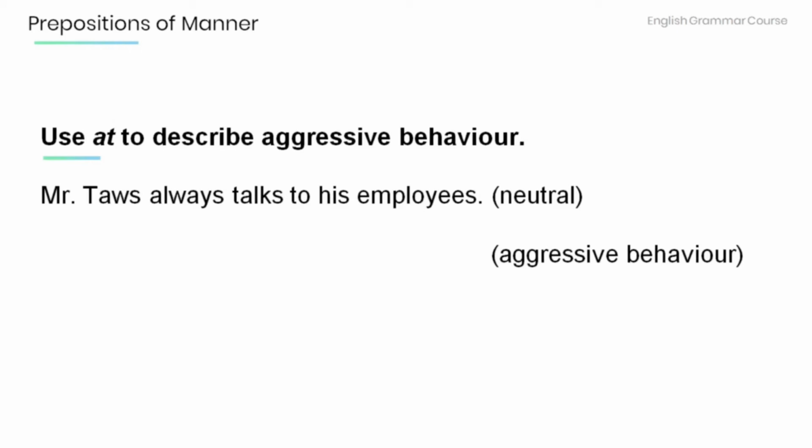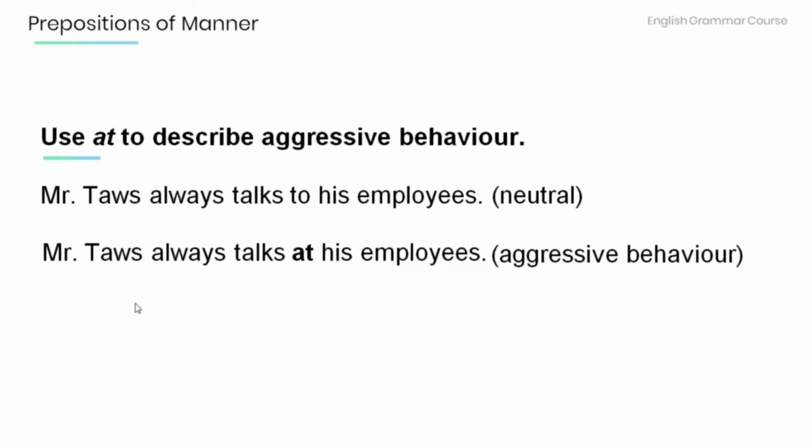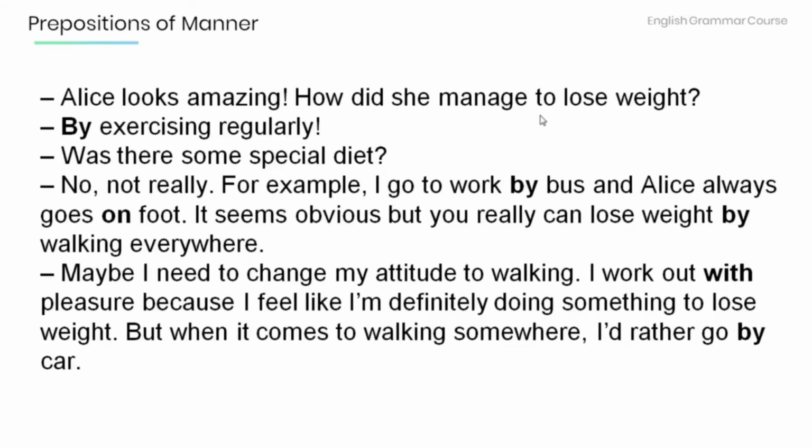Also note that we use at to describe aggressive behavior. Now rewrite the following sentence using the preposition of manner at. Mr. Taos always talks to his employees. Neutral. Mr. Taos always talks at his employees. Aggressive behavior.